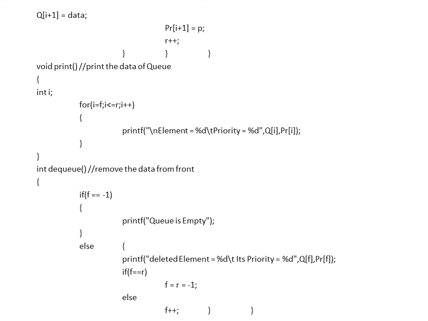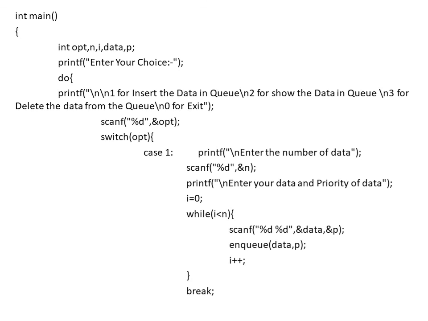In dq, that is deleting an element, if f equals -1, queue is empty, no elements can be deleted. If this condition is false, what will it do? Print deleted item %d, that is a control string, because these two are integer data type, therefore I am taking the control string %d for q of f and priority of f. If r equals f, front end equals r, I am initializing f equals r equals -1, else I am incrementing front, f plus plus. And this is the main function.